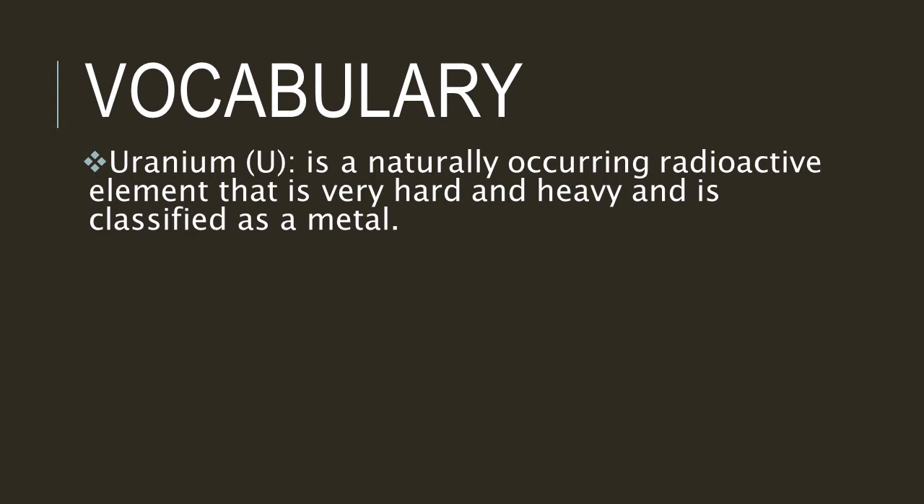So, some vocabulary words to go along with our topic. First of all, uranium. Elemental symbol U. Uranium is a naturally occurring radioactive element that is very hard and heavy and is classified as a metal.